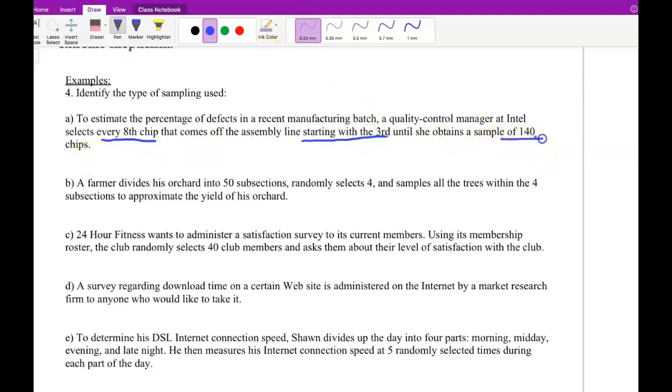We already know what sample size is. That is our sample size. Starting point is third. So this is our P. And select every 8th. So that is K. Our K is equal to 8. This means we're going to use systematic. So the type of sampling here is systematic.